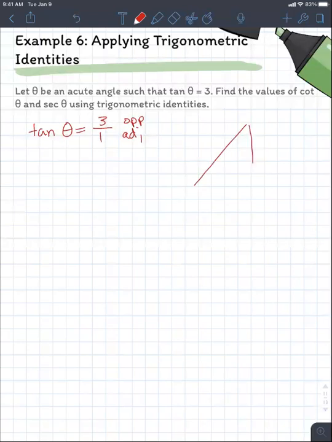We'll add theta. If you're already at this point, go ahead and try to find cotangent theta and secant theta. I know some of you are still writing down the question. I don't want to rush you too much.